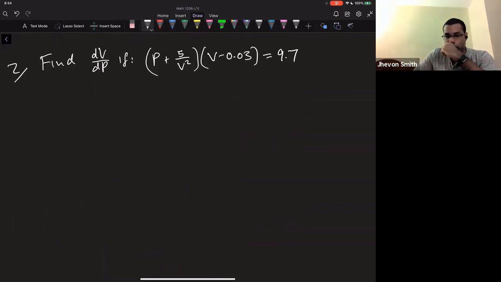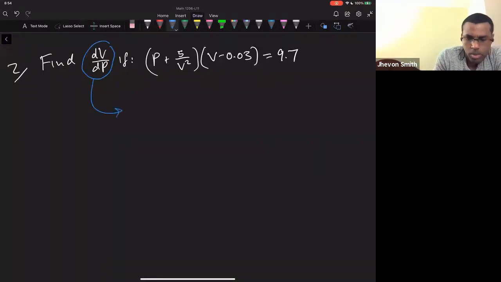So here, I want to find dv dt. Notice that this is telling us p is the independent variable. V is the dependent variable.